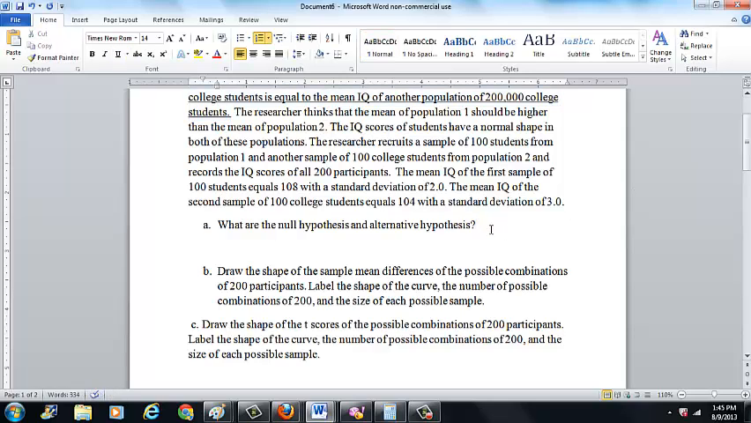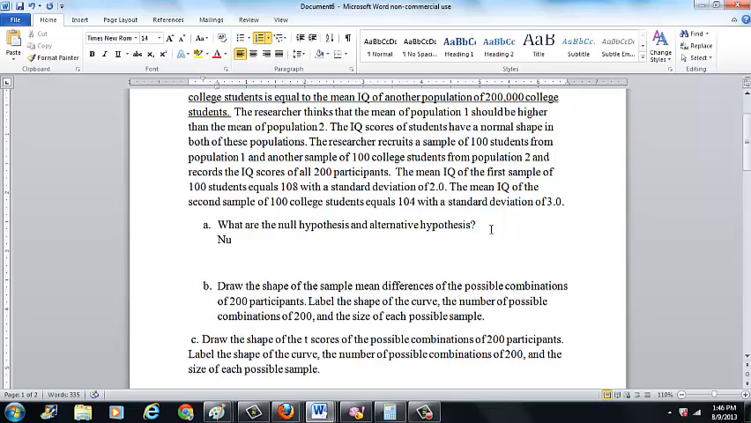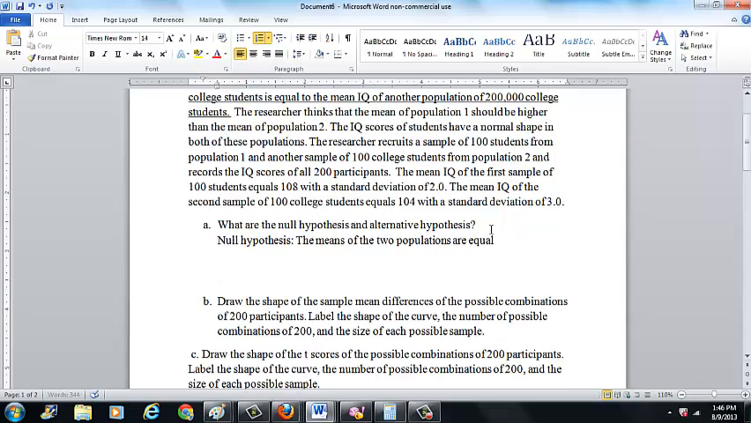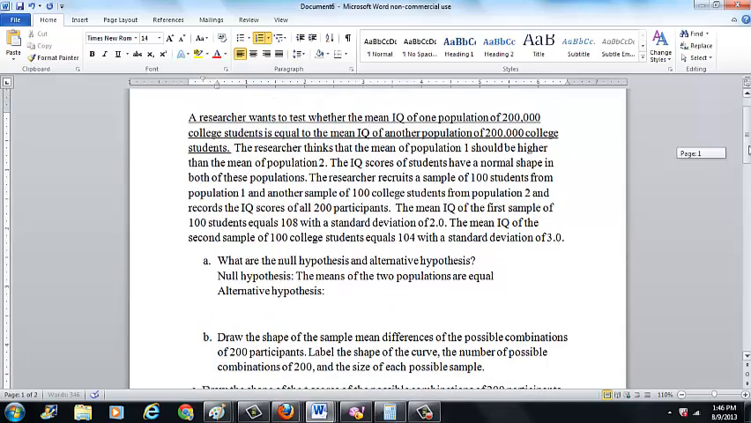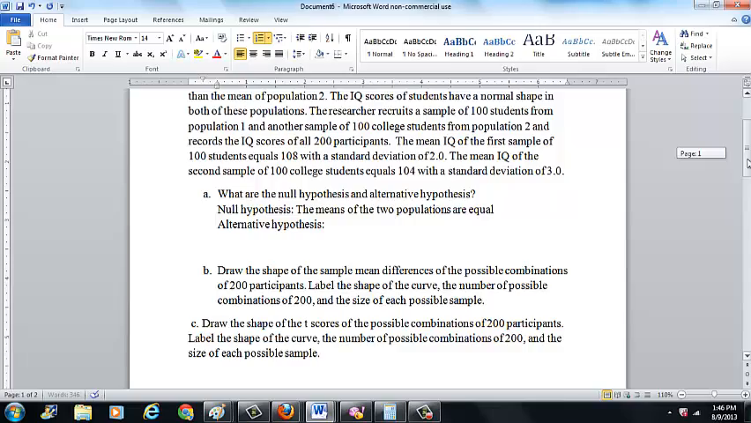What are the null and alternative hypotheses? The null hypothesis of an independent sample t-test says the means of the two populations are equal. The alternative will say that, well, there's actually three different versions of your alternative hypothesis again, just like you had with the other questions.